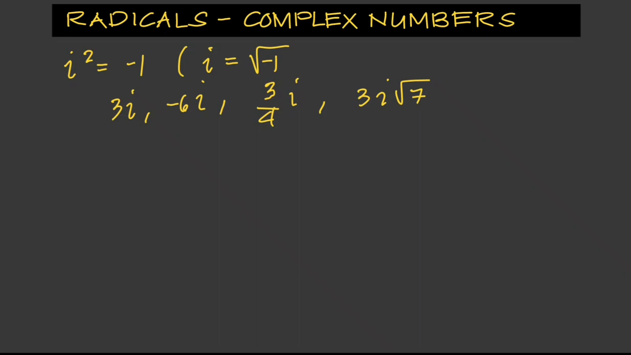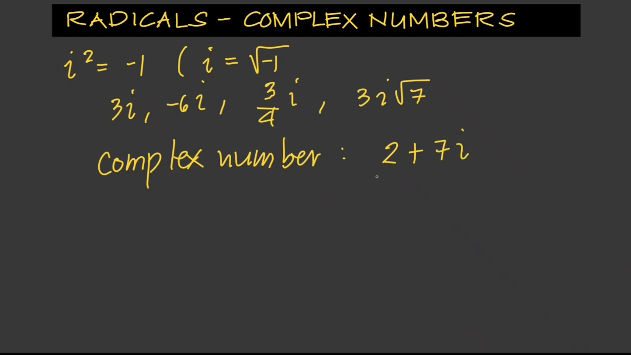A complex number is one that contains both a real and imaginary part. Let's say, for example, 2 plus 7i. This is our real number, and this one is the imaginary part of the number. With this definition, the square root of a negative number is no longer undefined. So we are now allowed to do basic operations with the square root of negatives.